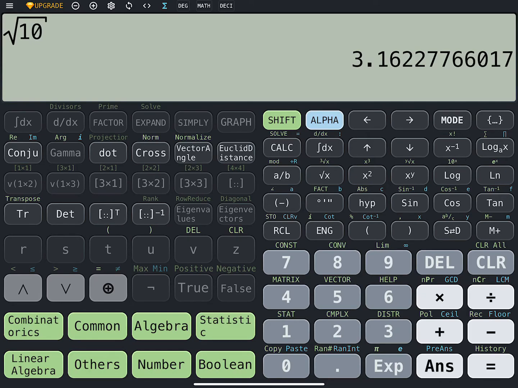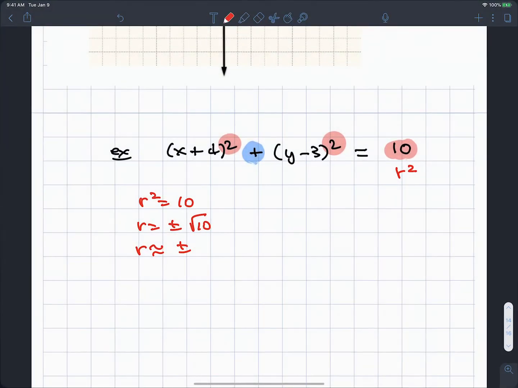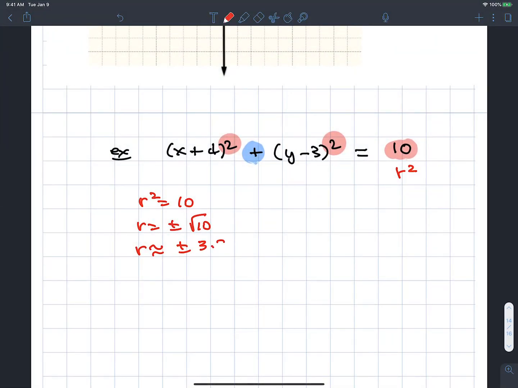We're going to go to the tenths, right? So the digit 1 in this decimal place, 1 to the right of the decimal, is the tenths position. The next digit is a 6. So that means I add 1 to the 1. So this is 3.1, plus that 1, that's 3.2. So the radius again is positive, and now numerically it's about 3.2. So we're going to use this to sketch.